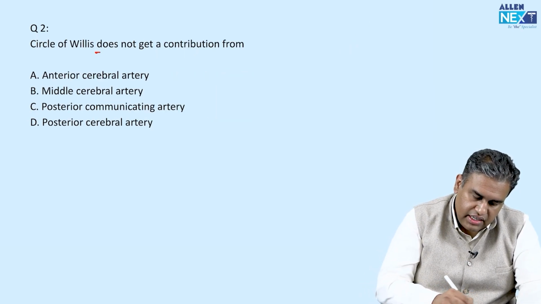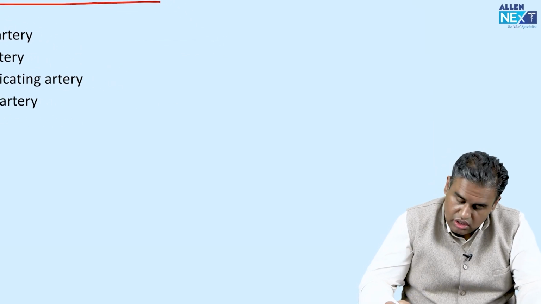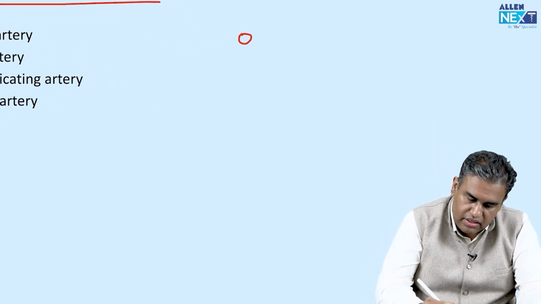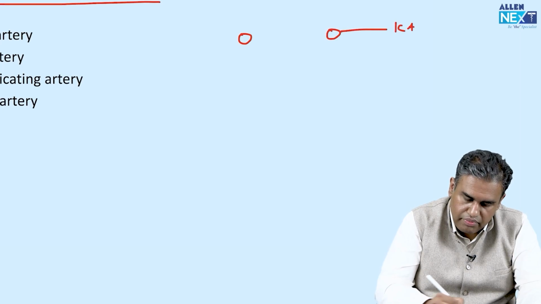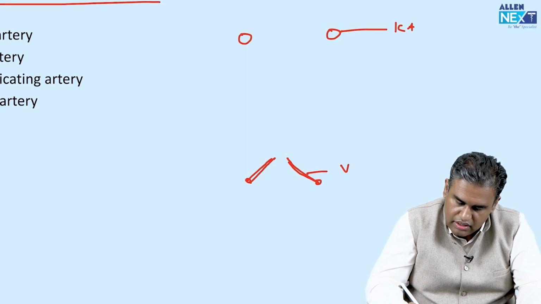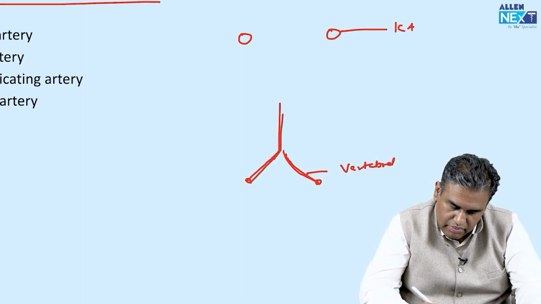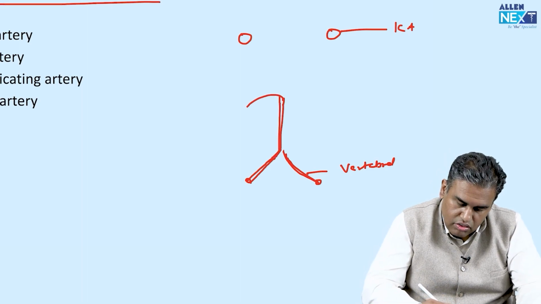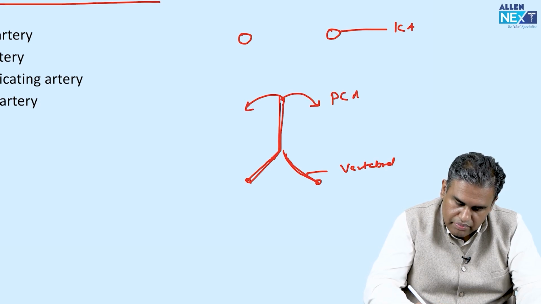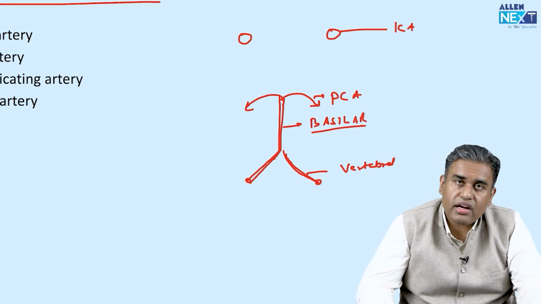Circle of Willis does not get contribution from... Circle of Willis, very important topic. So let us see the circle of Willis over here. There is a couple of arteries anteriorly known as the internal carotid artery. And there is a couple of arteries from the foramen magnum, that is the vertebral arteries over here. Now these vertebral arteries will fuse or meet and form the basilar artery over here. This basilar artery will divide into the posterior cerebral arteries. This is the basilar artery. This is all happening on the inferior surface of the brain, deep to the arachnoid mater.